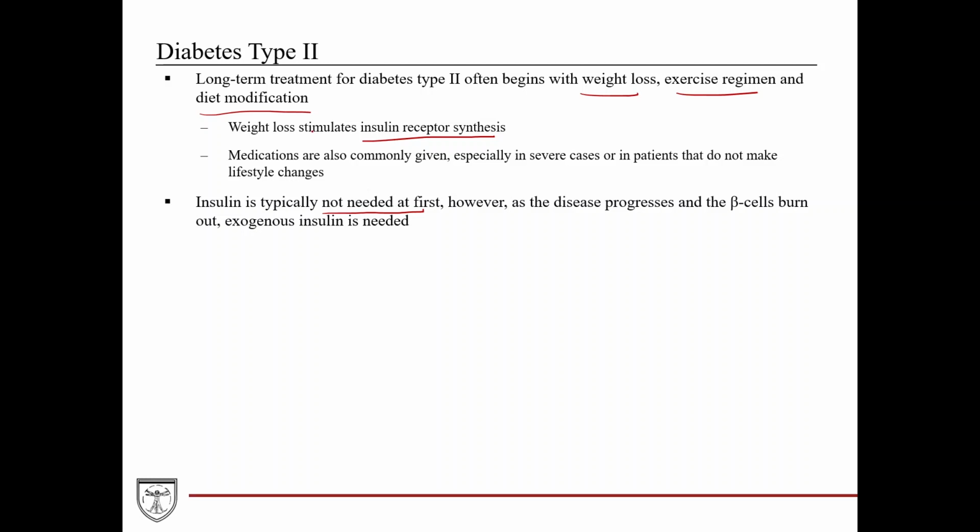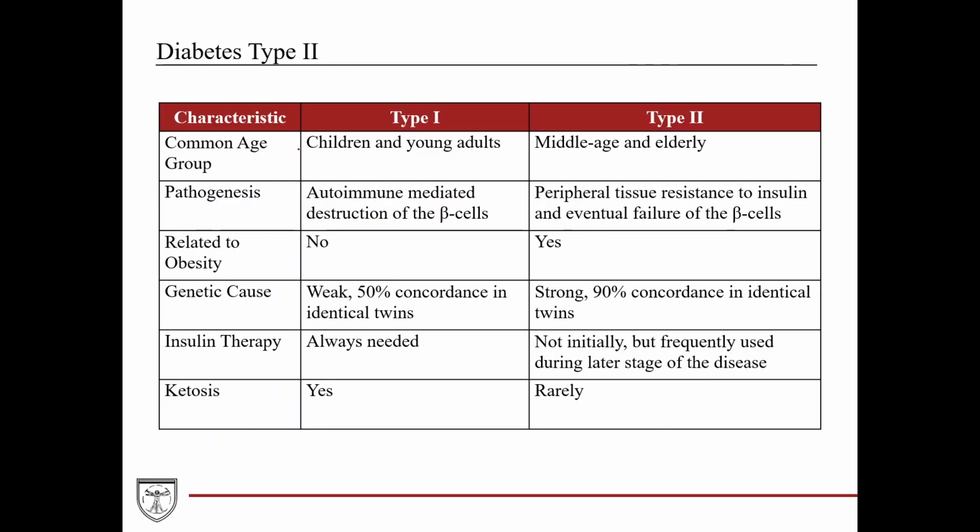One thing I want to point out here is there's a mistake in your book if you're following along there. In the book it says insulin is typically needed at first, which is not true. It's typically not needed at first in type 2, so make sure you make that small correction in your book. So just to finish out here, we have this table comparing type 1 and type 2, just the major differences.